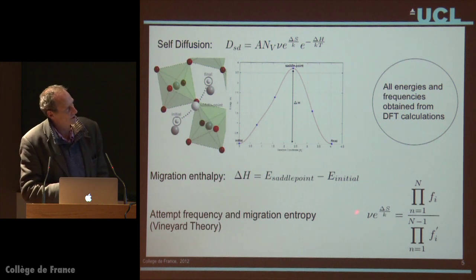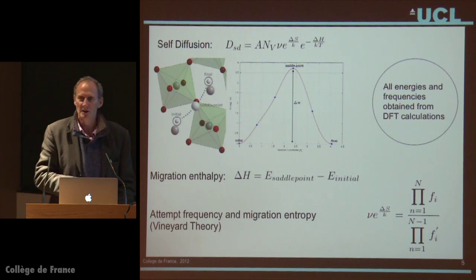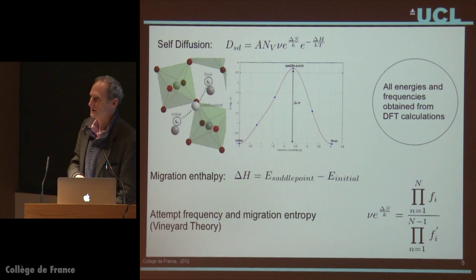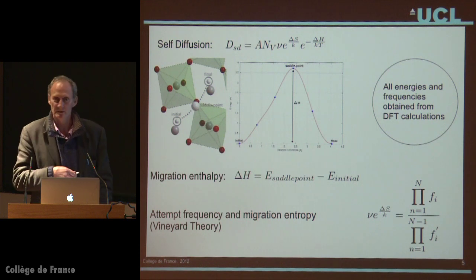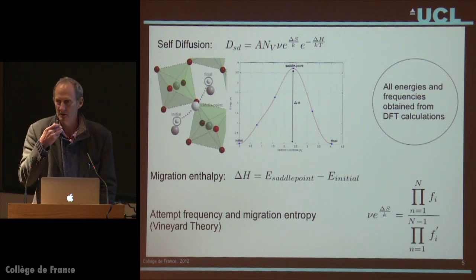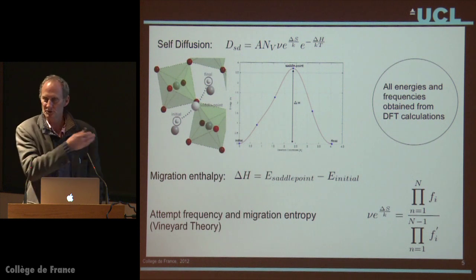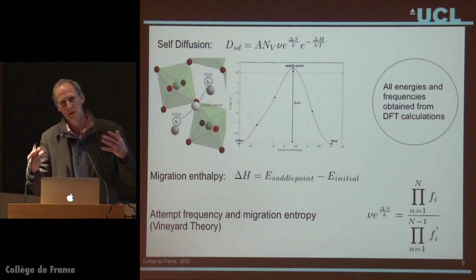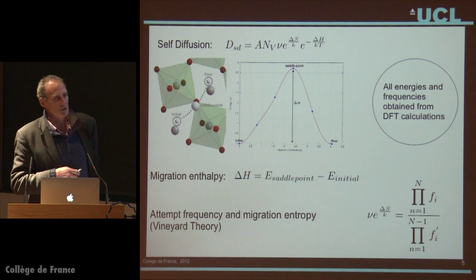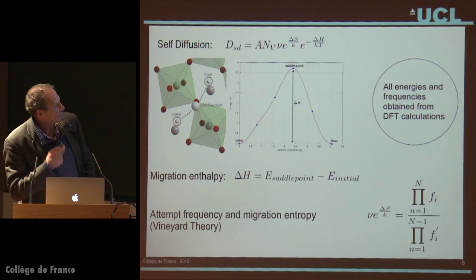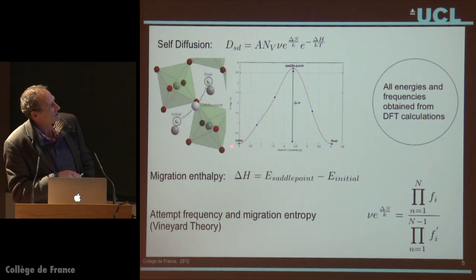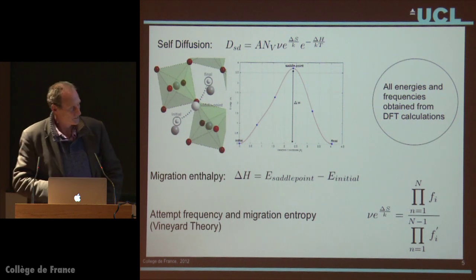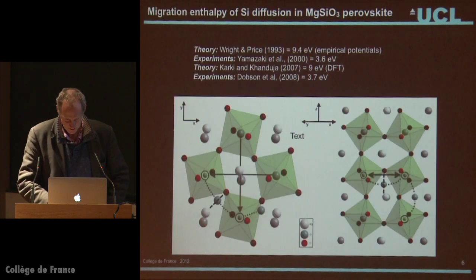You also need to know something about the attempt frequency and the entropy of this process. Again, you can calculate these within certain approximations very well, in fact. Rather than try to persuade you that they're brilliant, I'm just going to show you the results in comparison with some of the experiments. And you can hopefully see that they're pretty good, certainly good enough for what we want to do. We calculate these parts just from the vibrational frequencies at the initial point and at the saddle point, and all that's done via first principles.